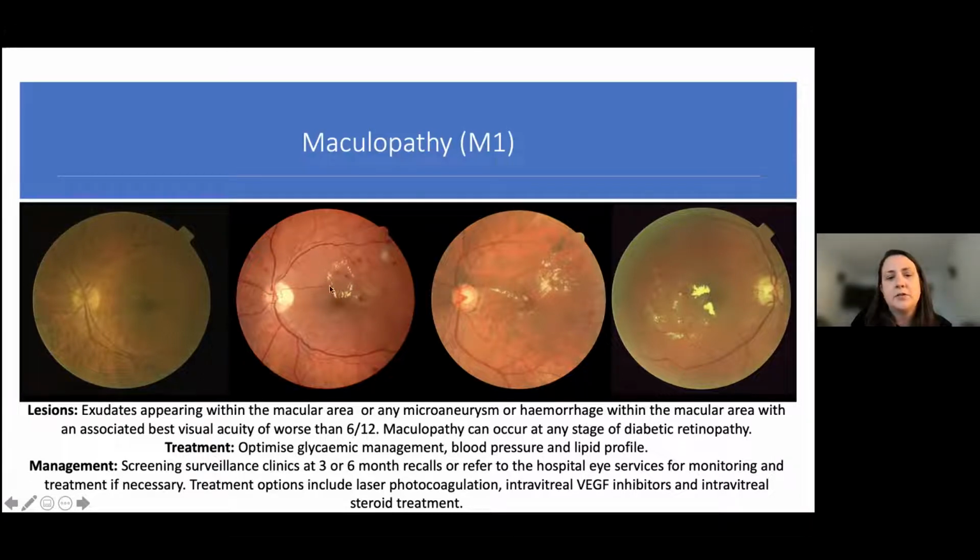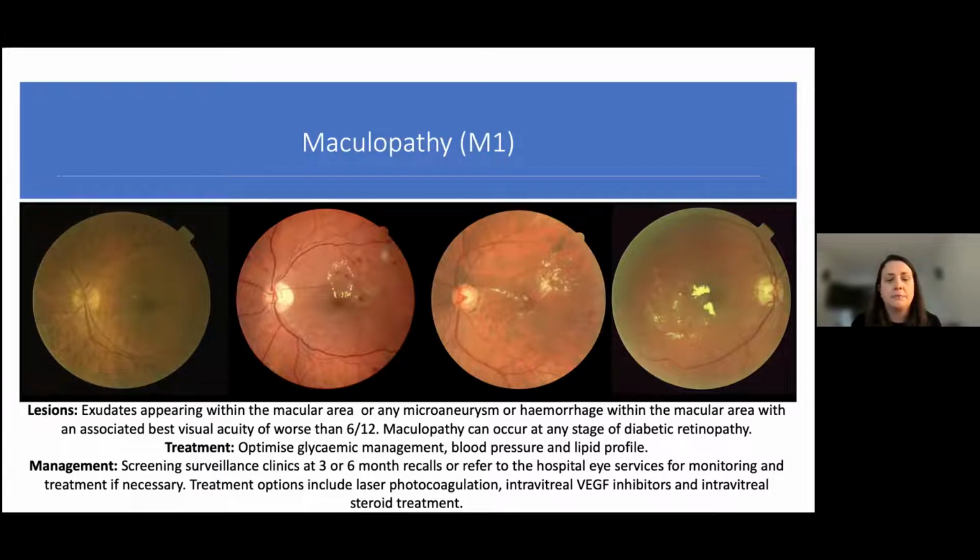The X states here are forming a circle. So this is a circinate. In the center of this, we could suspect that there would be some fluid buildup, some swelling, some edema forming. And certainly in these two images out here, and definitely this one, I would suspect that there would be some fluid buildup underneath this. So this is all maculopathy.